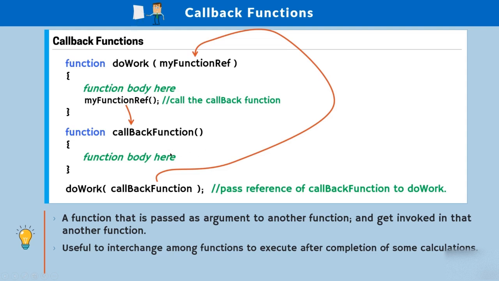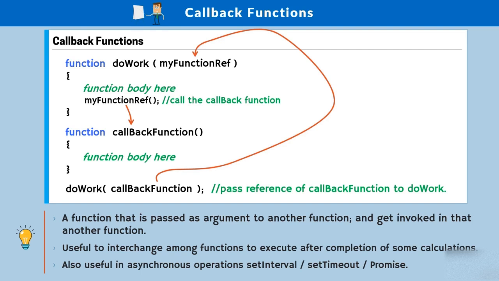So overall, point number 1 is you are supplying the reference of a callback function, and the second point is at the end of the doWork function, you are executing that callback function by using this reference variable. Here, this variable myFunctionRef acts as a reference to the callback function.